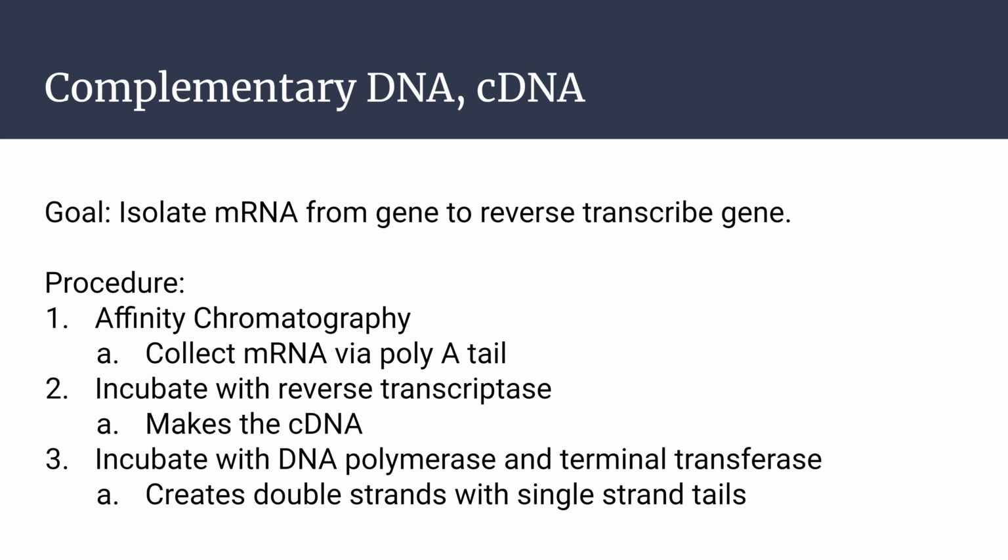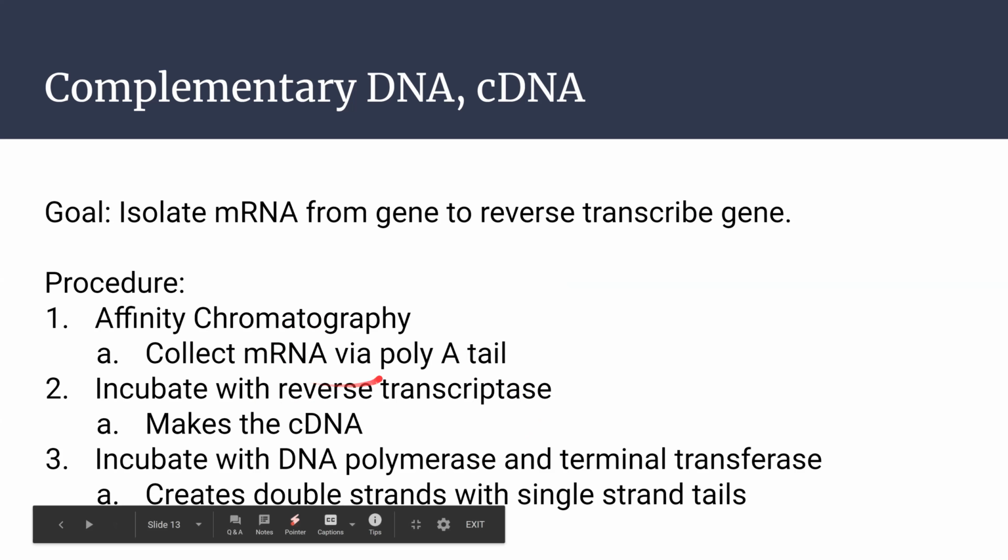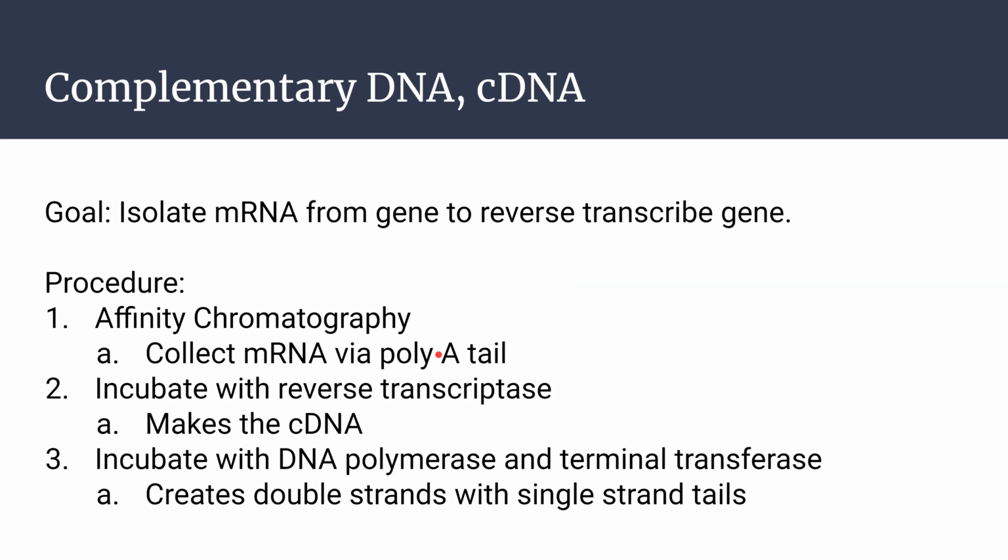So basically the procedure for that is you can use affinity chromatography, and that basically just pairs up nucleotide bases with your target mRNA via its poly A tail. So it's going to go to that tail and pick that out. And then you can just wash away everything else, so you're just left with your mature mRNAs. And then you're going to incubate them with a reverse transcriptase, right? So that's going to make the complementary base of your mRNA, or the DNA version of that.